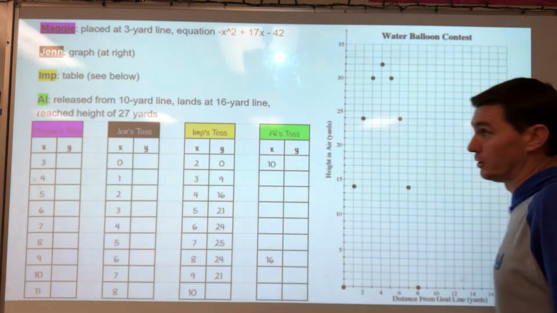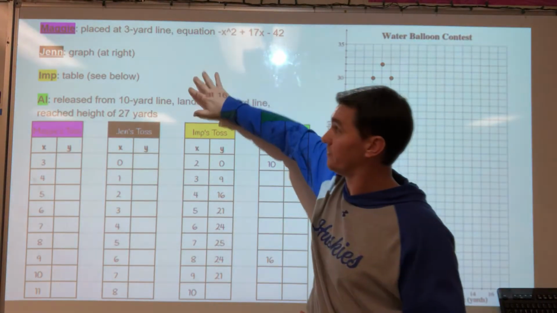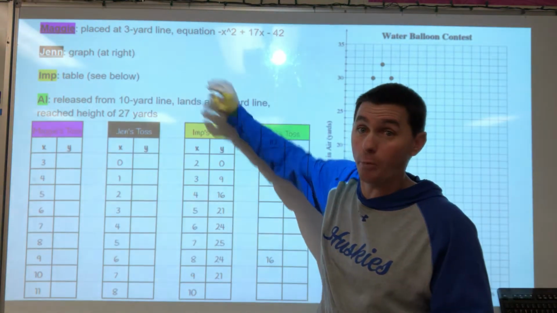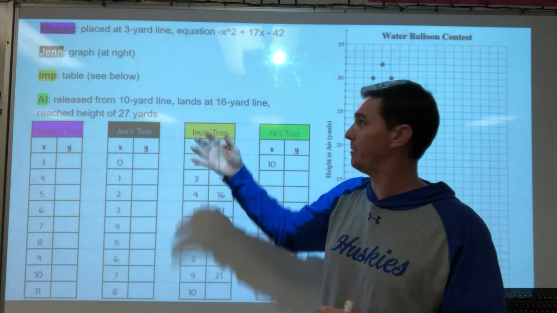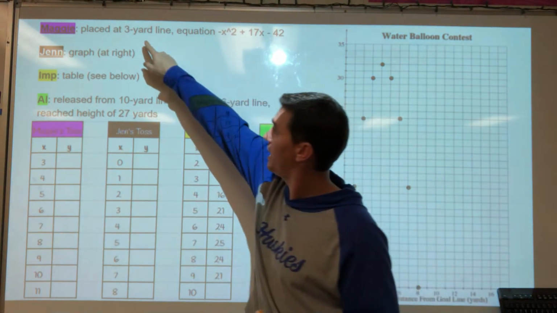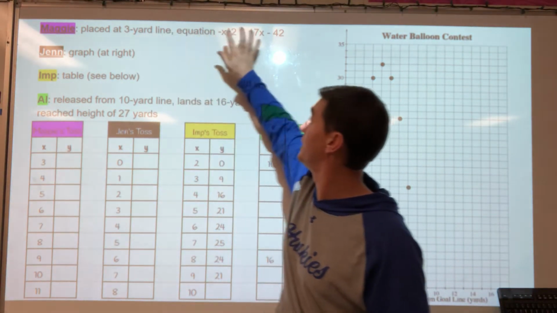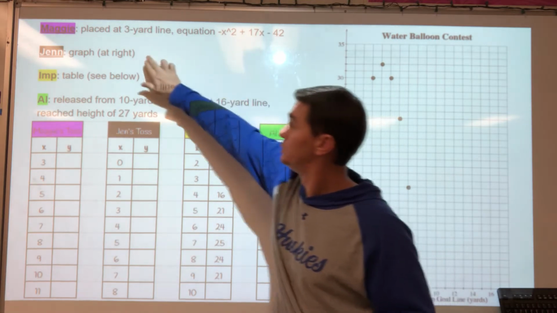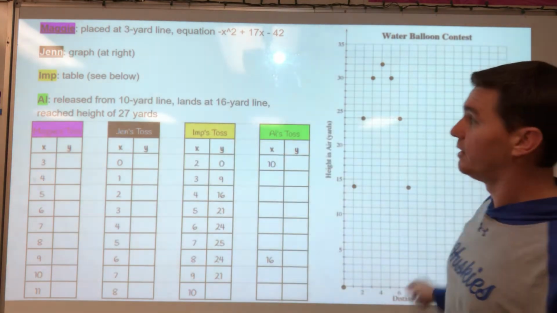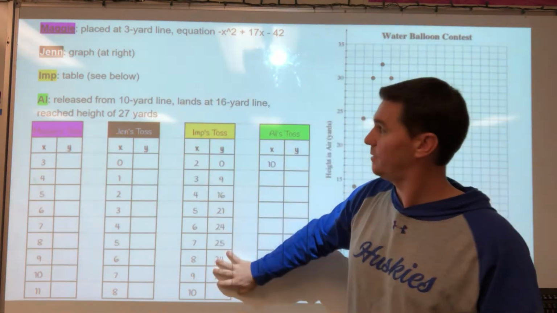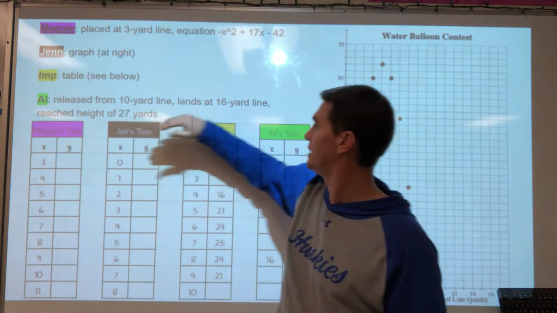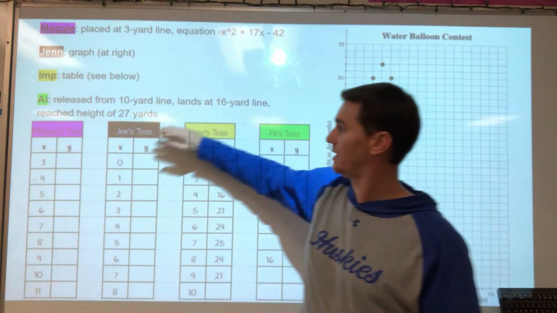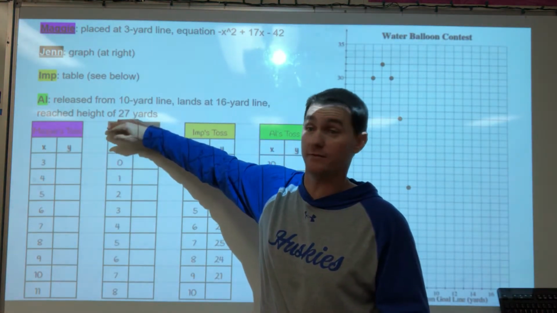All right, so I've summarized some important information here. This is the stuff that I hope you have highlighted, but it's tough to go back and forth on your paper, so I thought I'd put it right here. So Maggie, we know she placed it at the 3-yard line, and she has this equation. Jen, we're given this graph. Imp, we have this table. And Al, we've got a couple pieces of information. We know the 10-yard line. It lands at the 16-yard line, and it reaches a height of 27 yards.